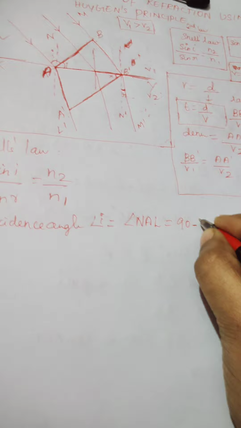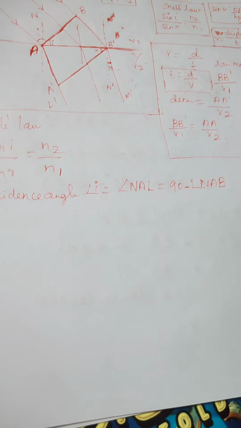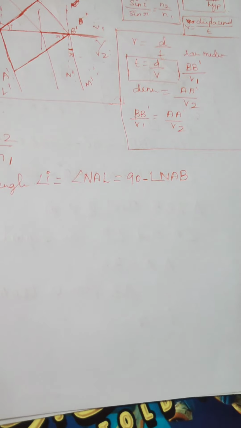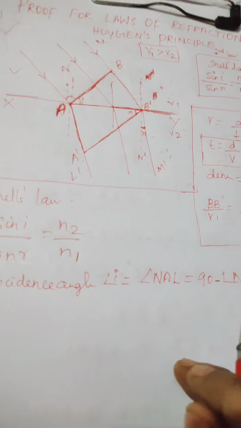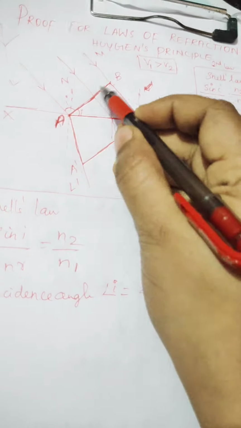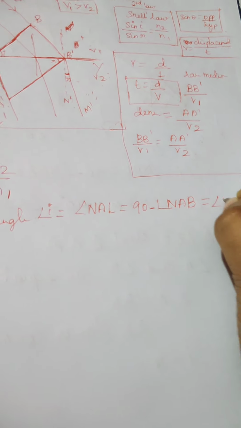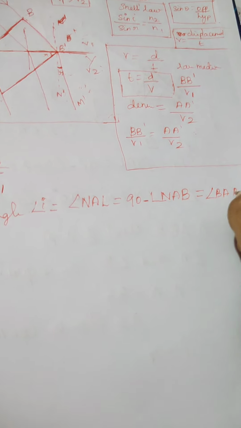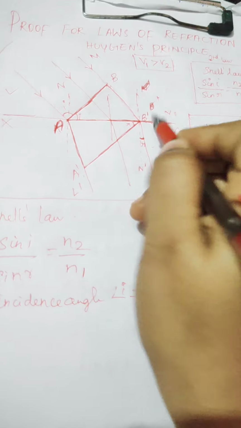So angle N, A, B is equal to this triangle, B, A, B dash. Okay, this triangle, angle B, A, B dash.